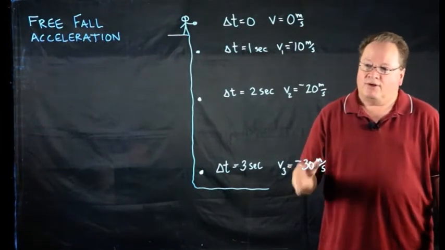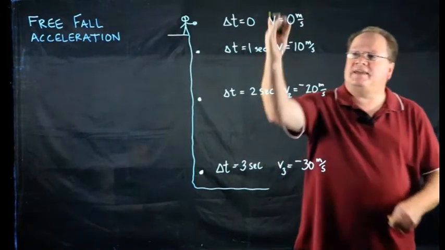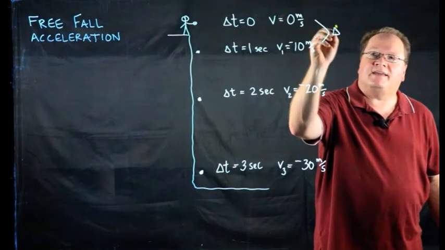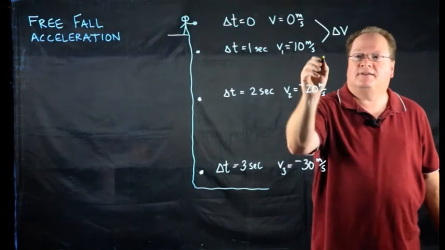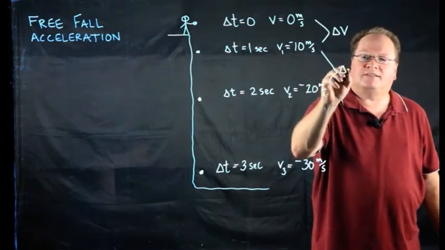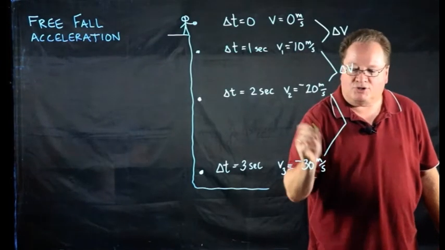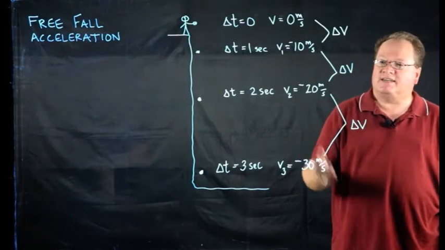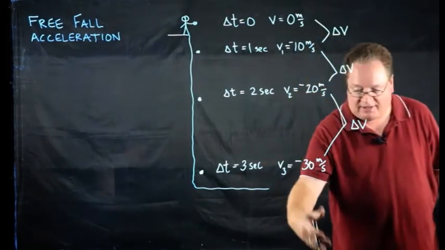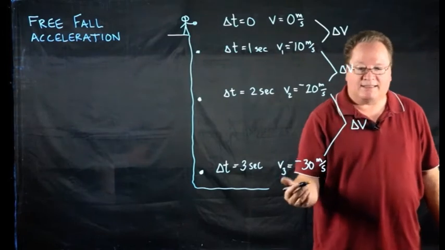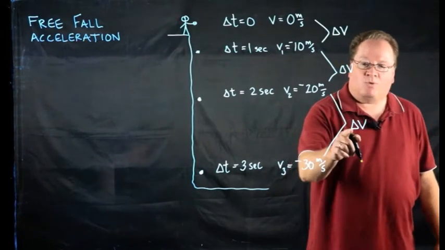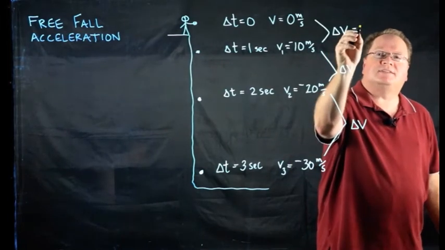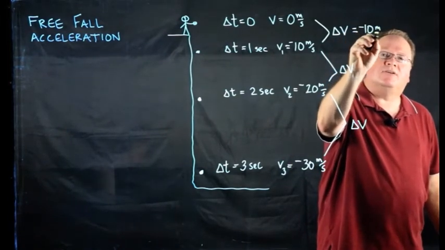All right? So what we're seeing is for each of these 1 second intervals, I'm going to get a change in velocity. Now, I want you guys to look at this. You should be able to tell me what that change in velocity is for each of these intervals. And if it went to 40 on the next one, I'd get the same thing. What's my change in velocity for each second here? My change in velocity is negative 10 meters per second.